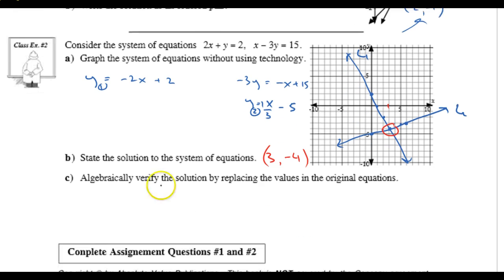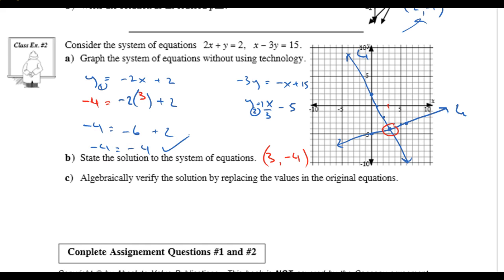Okay, and then algebraically verify the solution by replacing the values in the original equations. Well, let's go ahead and check that out. So x is 3 and y is negative 4. Hopefully that works out. So negative 2 times 3 plus 2 times negative 4 equals negative 6 plus 2 times negative 4 equals negative 4. All right, it works for that one.